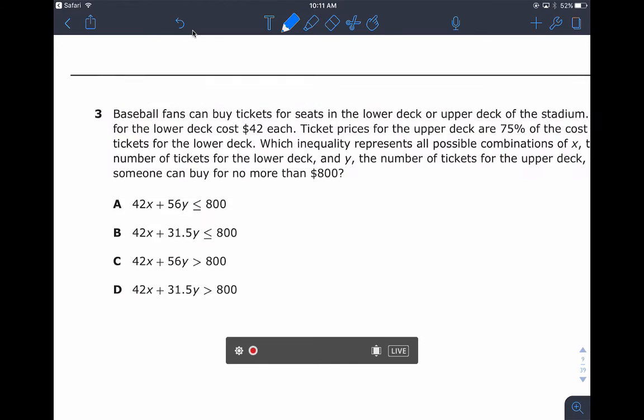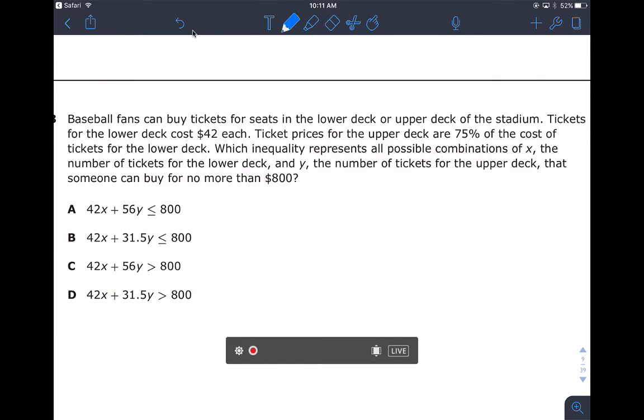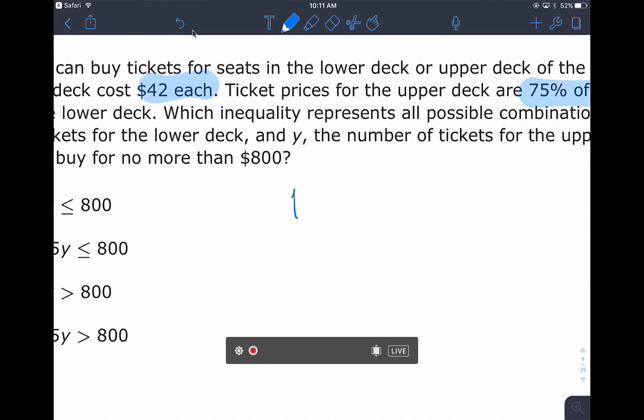So this next one is a little interesting. A lot of words here, so we'll break it down. Baseball fans can buy tickets for seats in the lower deck or upper deck of the stadium. Tickets for the lower deck are going to cost $42 each. The ticket prices for the upper deck are 75% of the cost of the lower deck. So what that is saying is whatever those $42 tickets are, we're going to multiply that by 0.75.